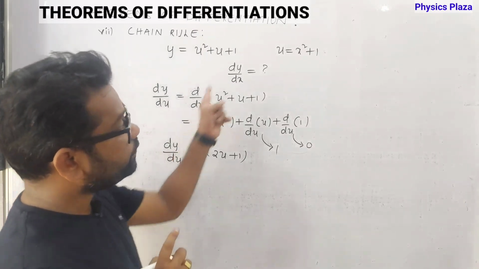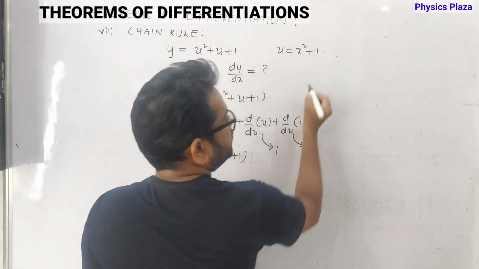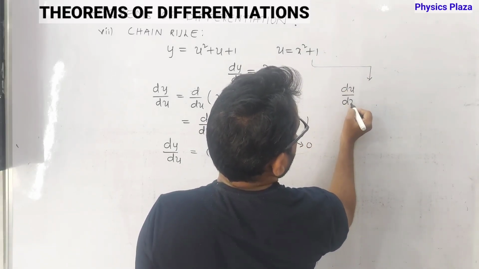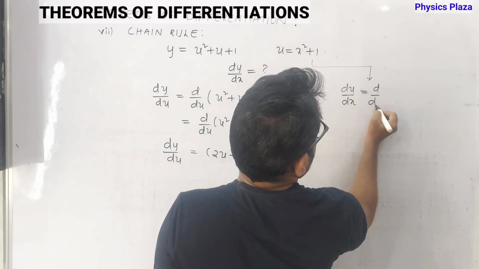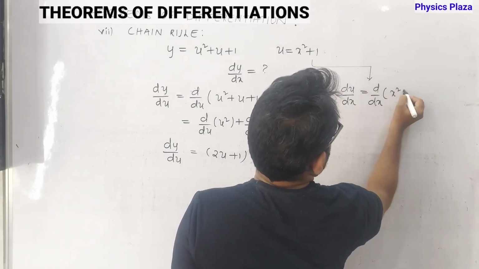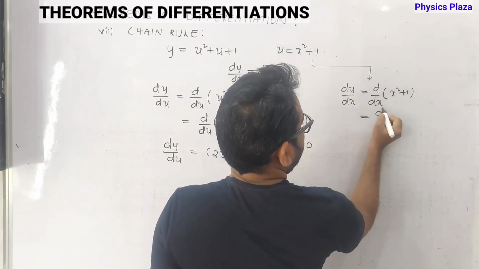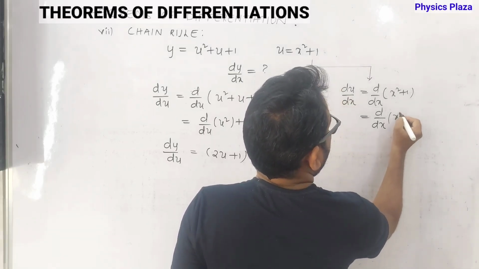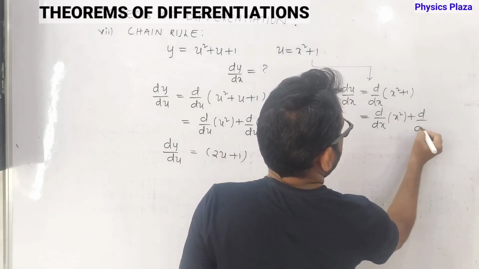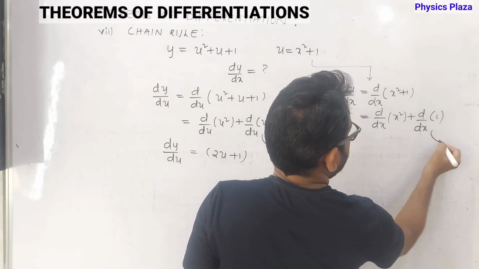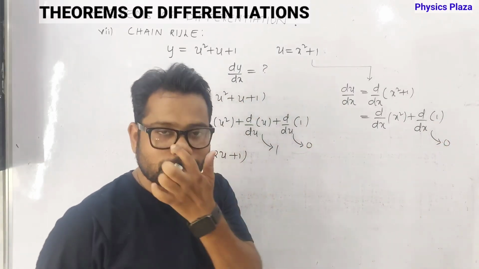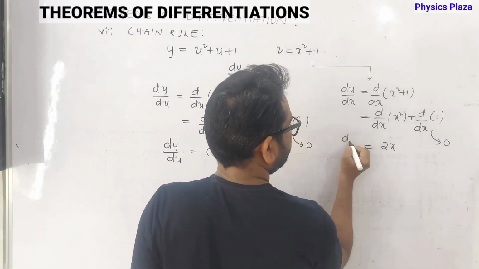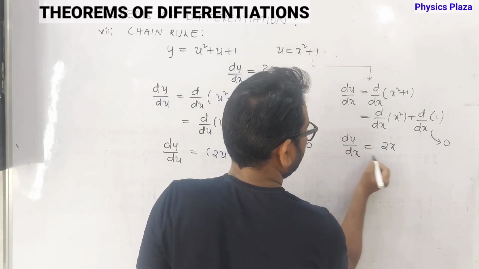But children, u is a function of x. U is a function of x means it must be differentiated in terms of x, that is du by dx, which is d by dx of x square plus 1. You apply it inside: d by dx of x square plus d by dx of 1. Anyhow, this is going to be 0. Differentiation of a constant is always 0, and this is going to be 2x. So du by dx is equal to 2x.